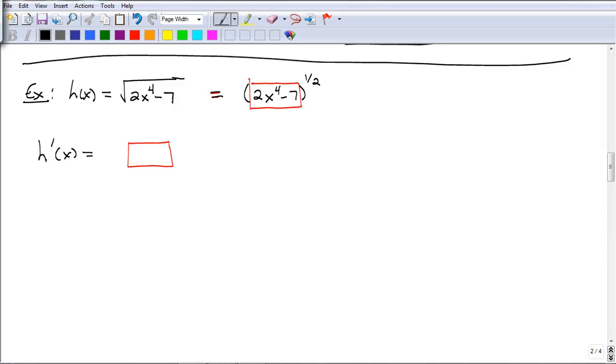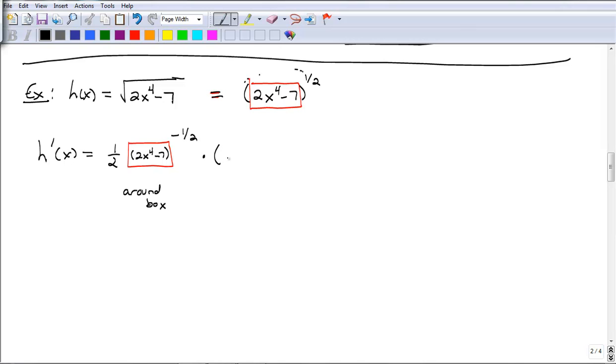And to take the derivative around the box, the stuff inside gets left alone. 2x to the fourth minus 7. I don't touch it. To take the derivative around the box, the 1/2 comes out front. And when I take 1 away from 1/2, I get negative 1/2. That's the derivative around the box.